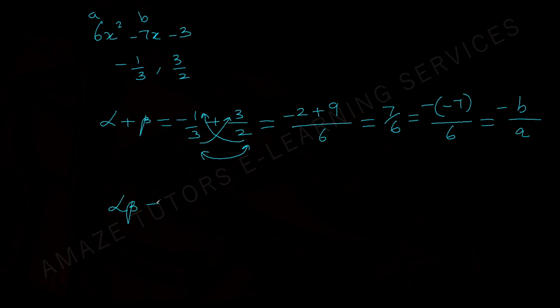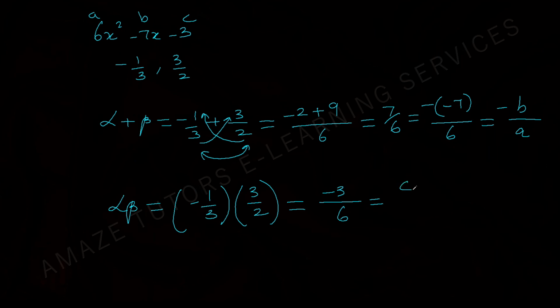Now let's prove the next relationship. Alpha beta should be equal to c by a. Let's see whether it is correct. Negative 1 by 3 times 3 by 2. So it is direct multiplication, easy. Negative 1 times 3 is negative 3, divided by 3 times 2 is 6. Now I am not simplifying because I want it in terms of c and a, which is already 3 and 6. No need to simplify in this case. Now negative 3 is already c and 6 is a. Hence, we verified the relationship between the zeros and coefficients.